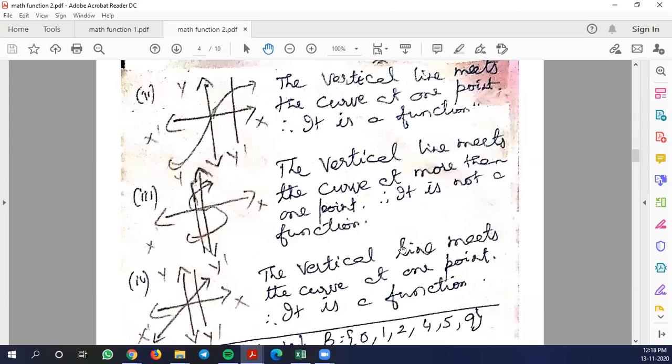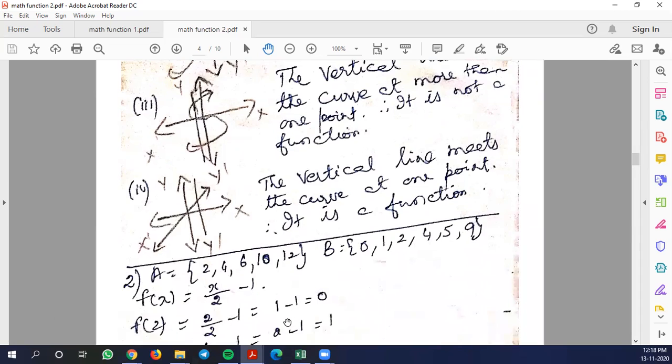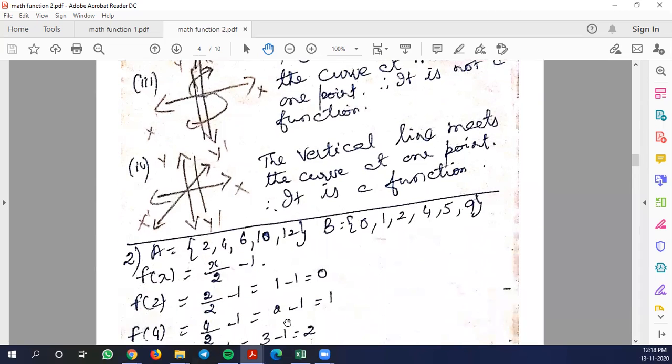Then the last sum. So here again, you have a graph. You have a curve like this. Here one straight line, no? And we are drawing a vertical line. This vertical line meets the line at only one point. Therefore, it's a function. Then the second sum under the same exercise 1.4.